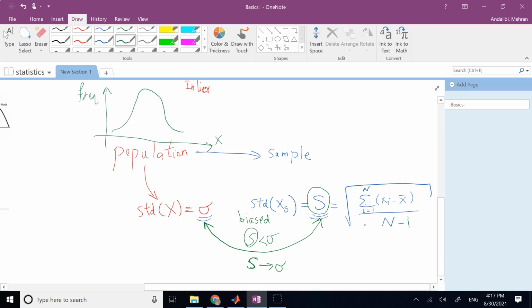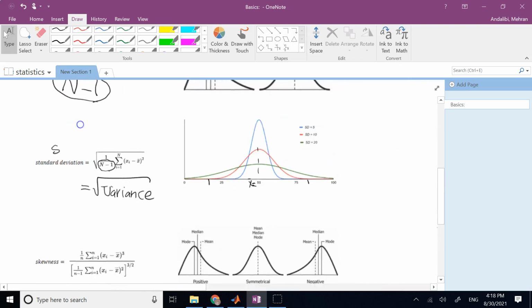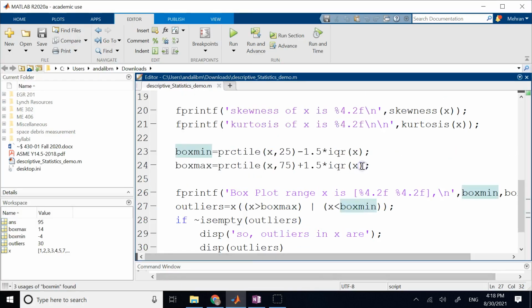So to avoid this bias, mathematically you can show all you need is to change that n to n minus 1, to make your estimate of s more accurate and generalize it to the population. So that's why there is n minus 1. Hopefully that's clear. In MATLAB, the command std can do the job for you.